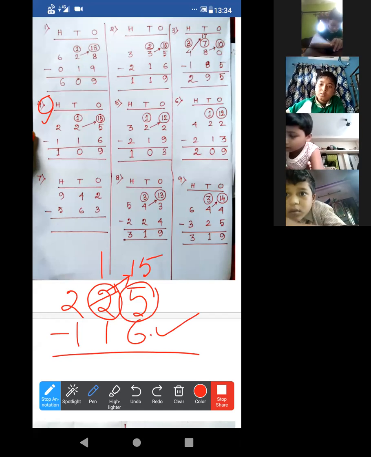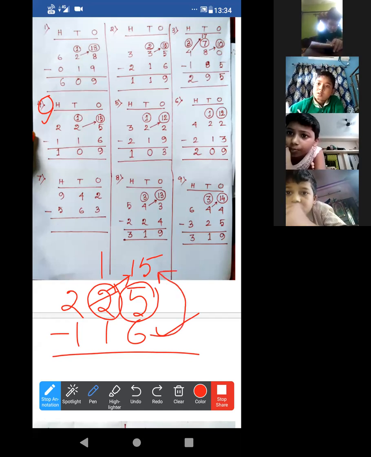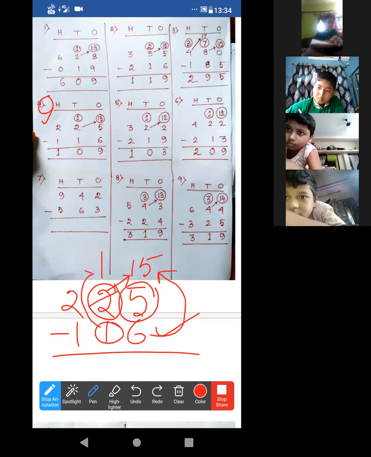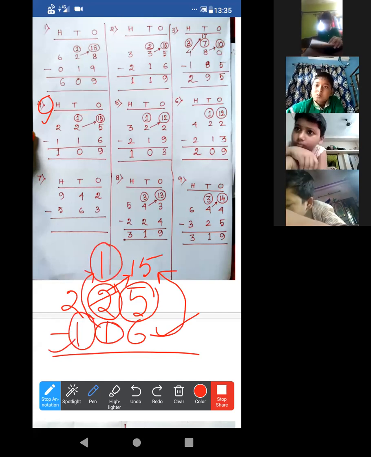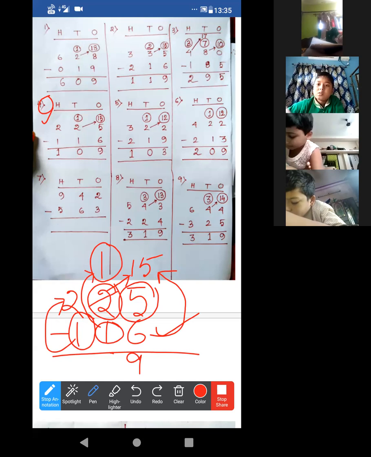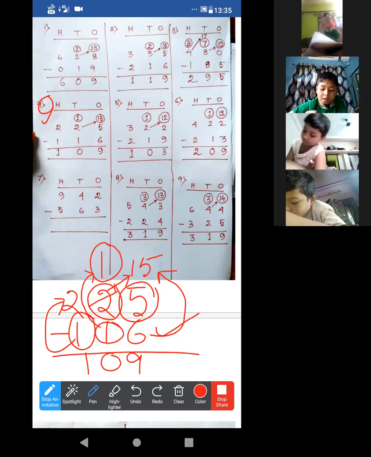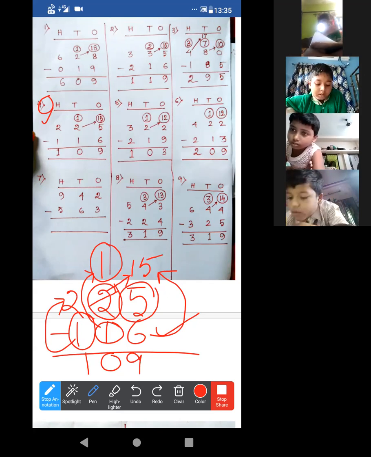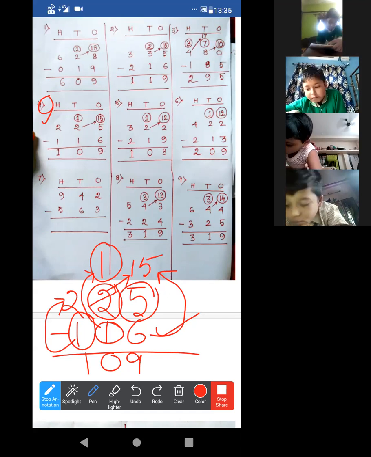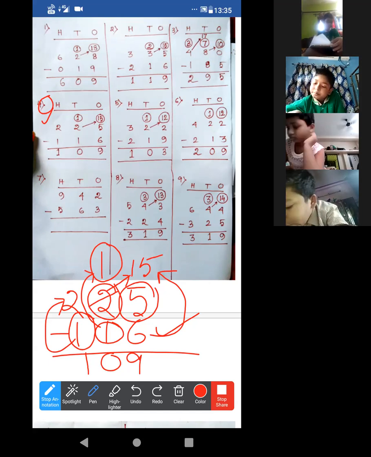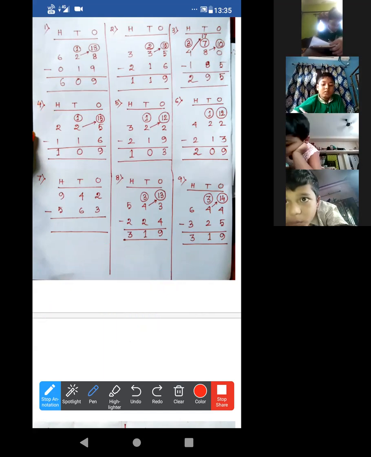Just normal counting. After 6, start to count till 15. After 1, start to count till this 1. After this 1, start to count till this 2. It will be 9. It will be 0. It will be 1. 109. Write the fourth one.